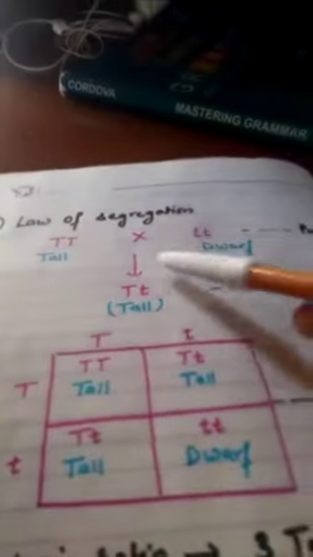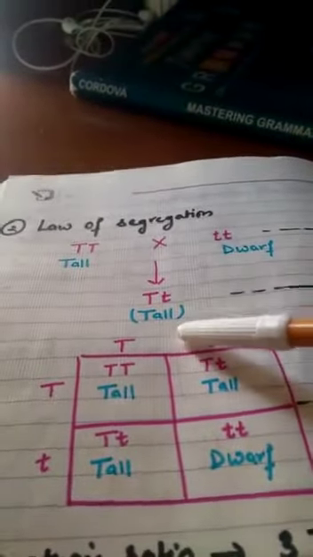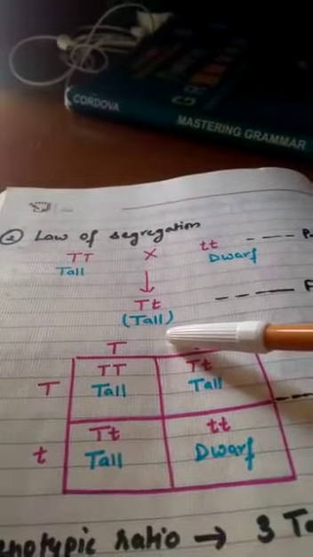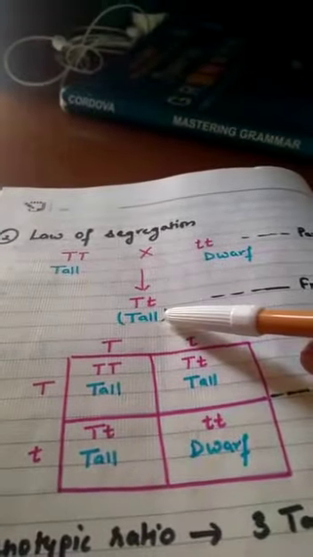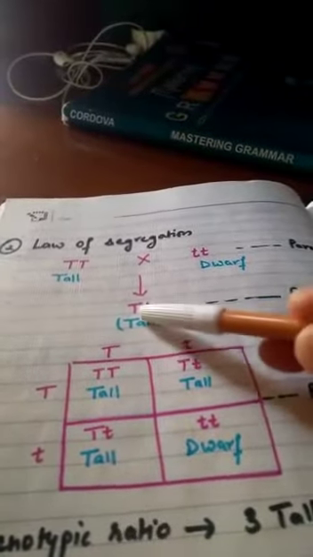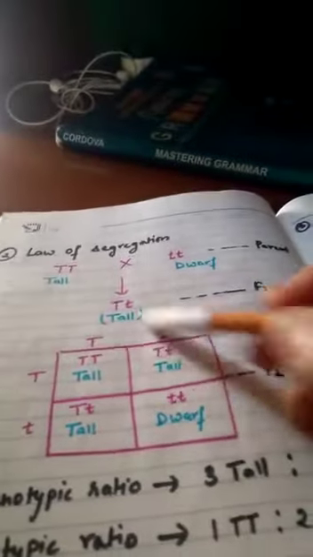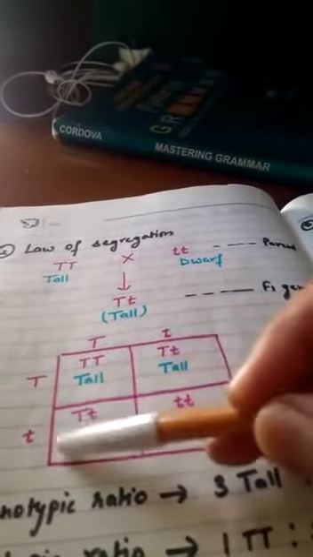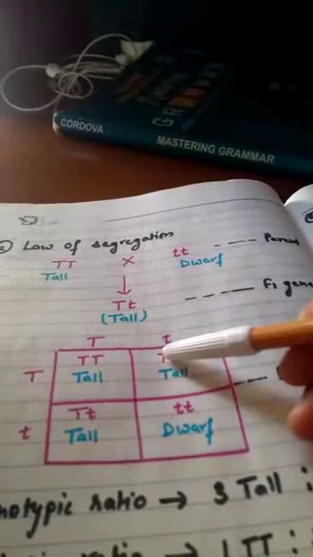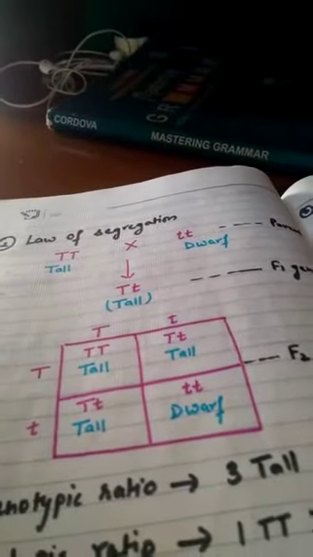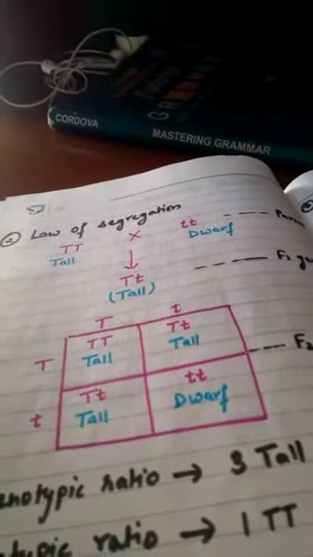So Mendel said that in the F1 generation all the individuals are heterozygous. It means they have two different types of alleles in them. But there is no mixing of characters, and at the time of gamete formation, these alleles get separated easily. That's why this law is also called the law of purity of gametes, because there is no mixing. They remain in their pure form.